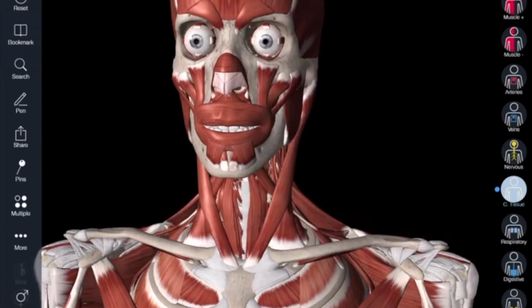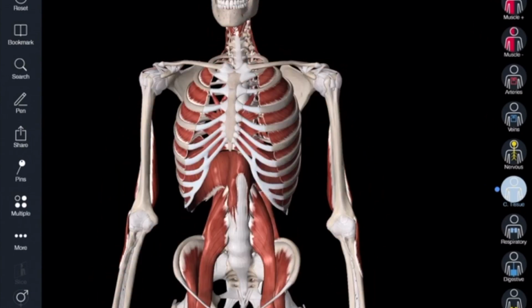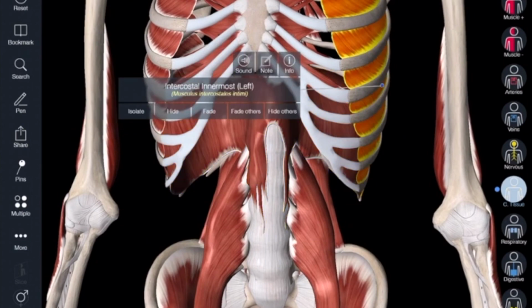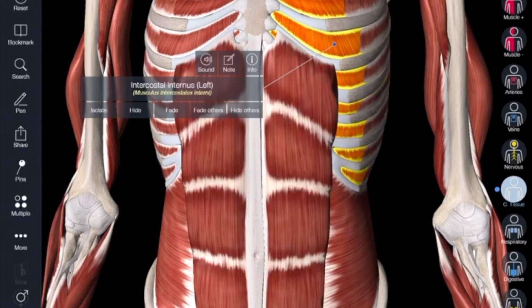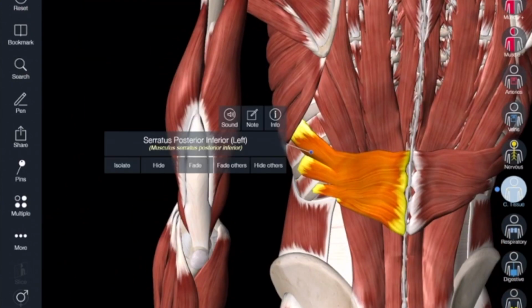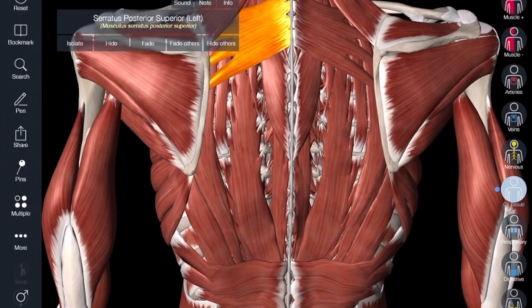All right, so that wraps up video 18. So we talked about the diaphragm as the primary breathing muscle. Let's see, the diaphragm there as our primary breathing muscle. We talked about accessory breathing muscles, the internal intercostals, the external intercostals. We talked about other accessory breathing muscles: the serratus posterior inferior that helps out with exhalation, serratus posterior superior that helps out with inhalation.